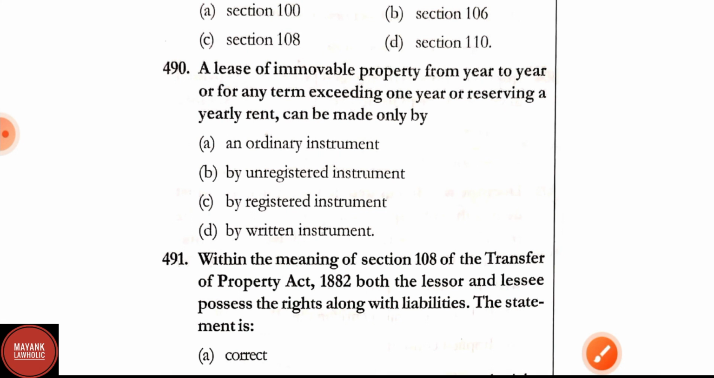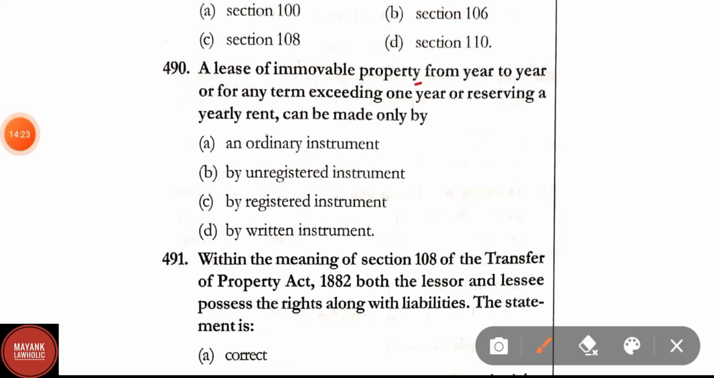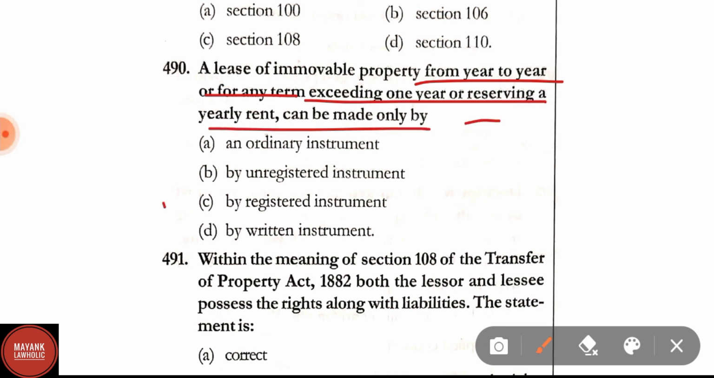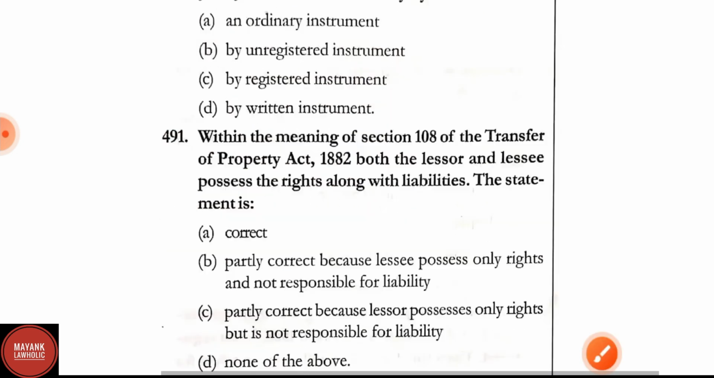Question number 490. A lease of immovable property from year to year or for any term exceeding 1 year or reserving a yearly rent can be made only by an ordinary instrument, by unregistered instrument, by registered instrument, by written instrument. Here correct answer is option C, that is by registered instrument.